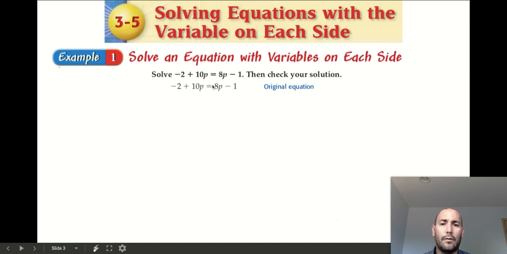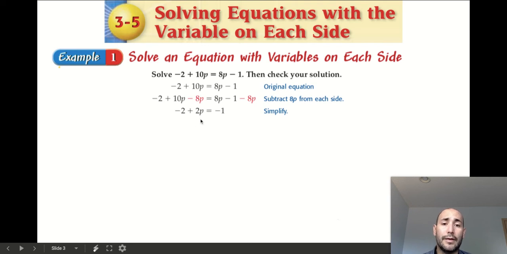First of all, I want to get rid of this 8p here. The way that I can get rid of it is I'm going to subtract 8p, because 8p minus 8p makes 0. It zeroes itself out. On this side, I'm going to have 10p minus 8p, which gives me 2p. So I have minus 2p, and the plus 10p minus 8p simplifies to plus 2p. On this side, I have 8p minus 8p, which zeroes out, and it leaves me with just minus 1. So I have -2 plus 2p equals -1.